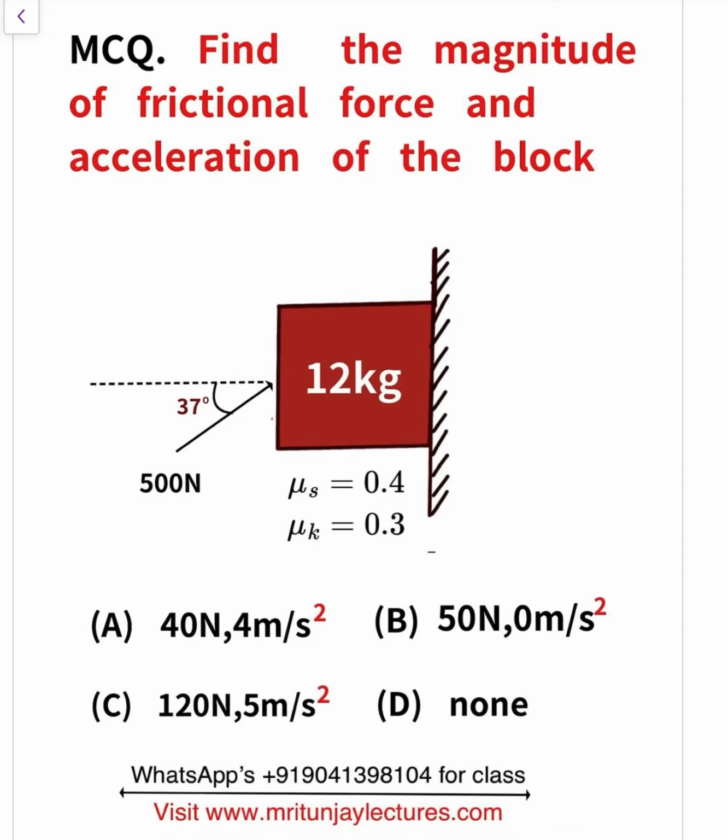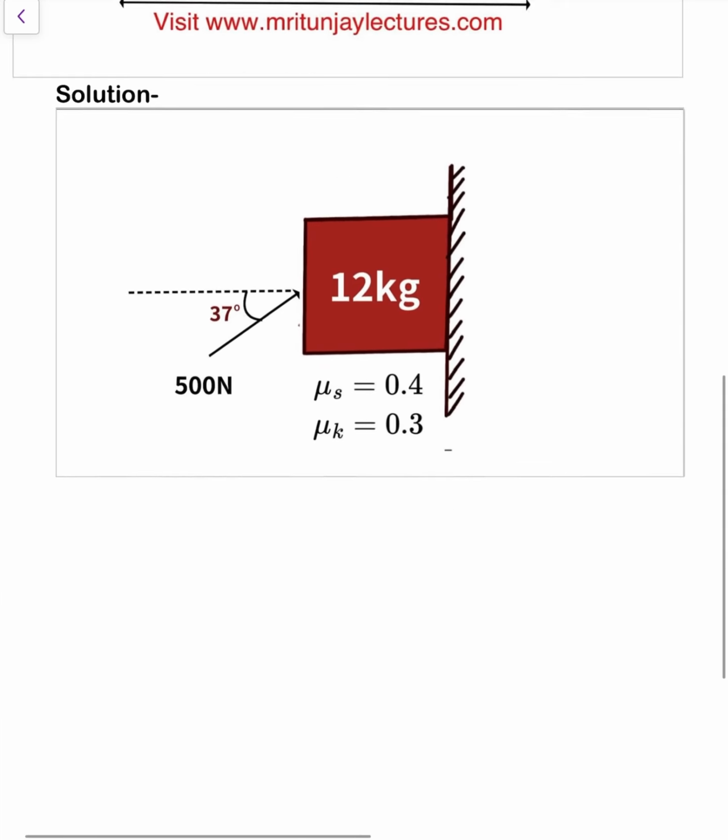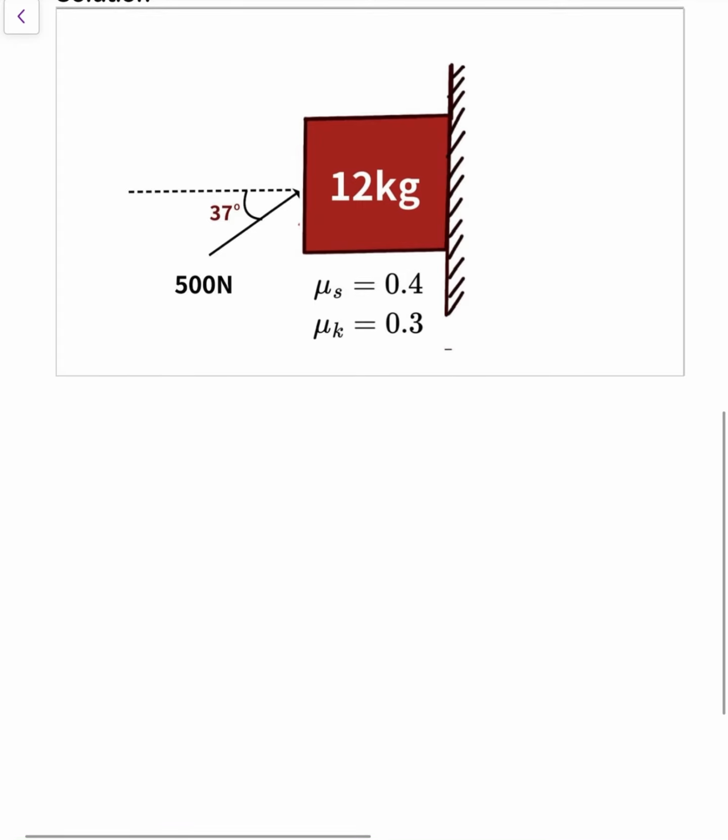Now, question of the day, MCQ: find the magnitude of frictional force and acceleration of the block. Okay, mu s and mu k are given. Mu s means coefficient of static friction, mu k means coefficient of kinetic friction. Clear or not? So, how can we do it? First of all, make a free body diagram of that block.